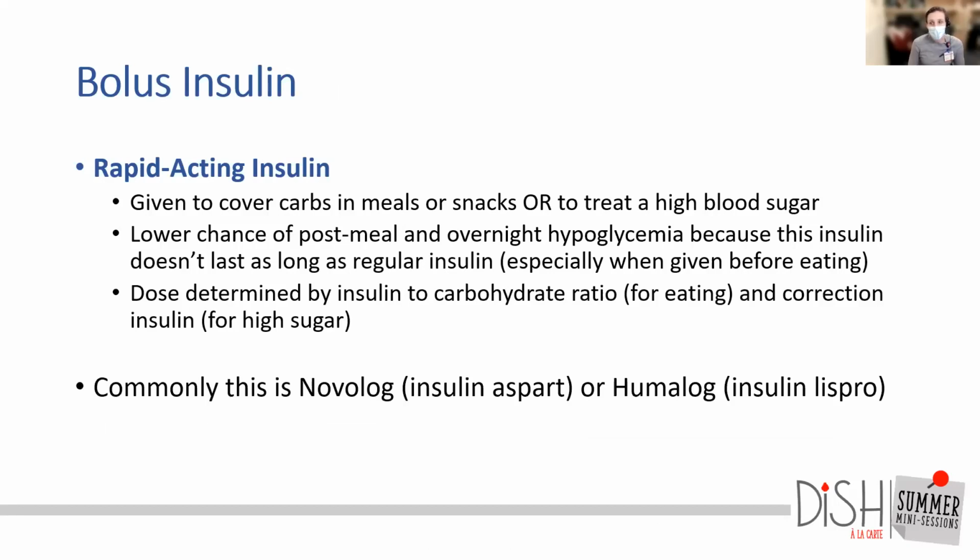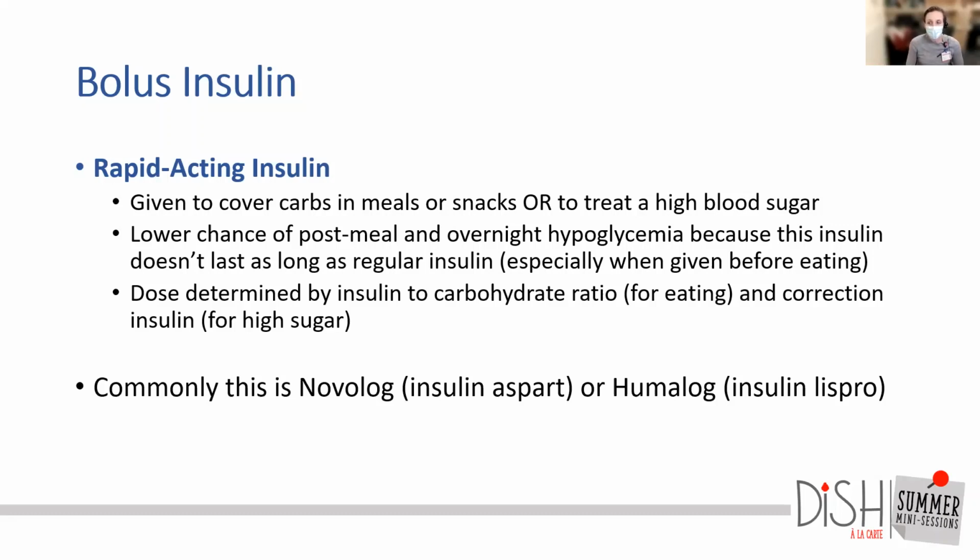Bolus insulin, or rapid-acting insulin, refers to the insulin given to cover carbs in meals or snacks and/or to treat a high blood sugar. This insulin starts working more quickly, and it completes its action more quickly than regular insulin, which is an older type of insulin you may be familiar with. And the reason this is a benefit to our kids is that kids who use a rapid-acting insulin have a lower chance of having low blood sugars after meals or overnight as compared to those using regular insulin that takes longer to start working and then lasts longer in the body.